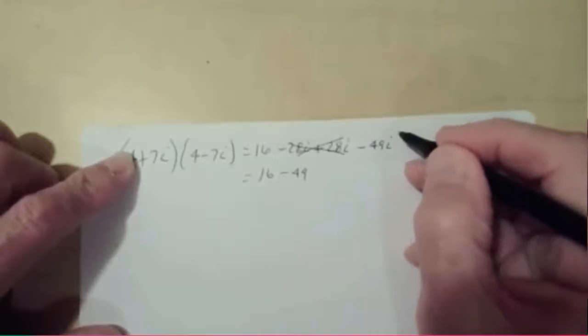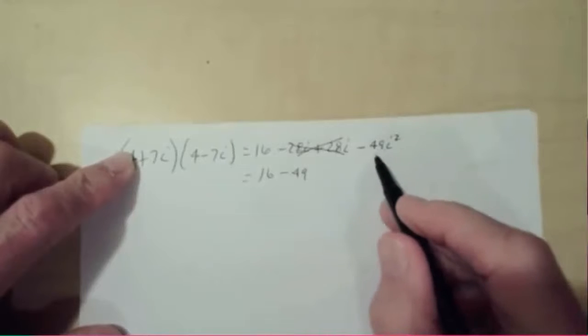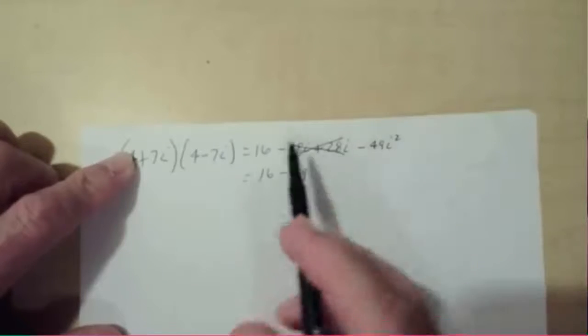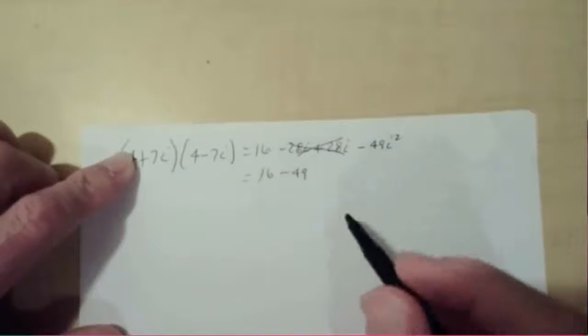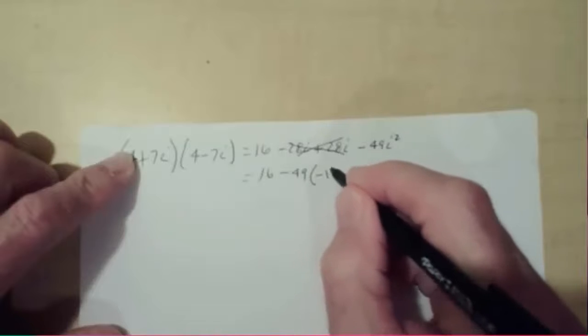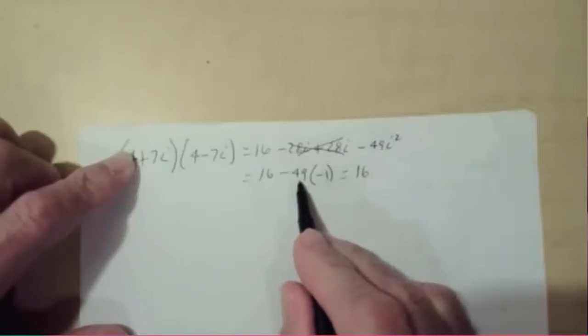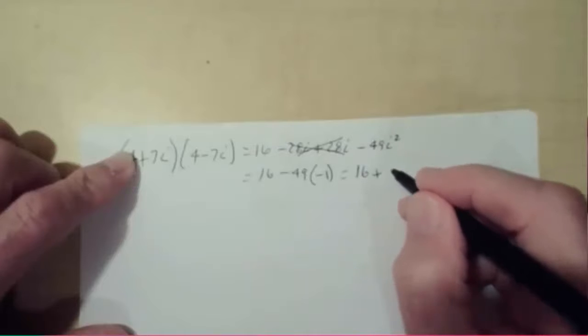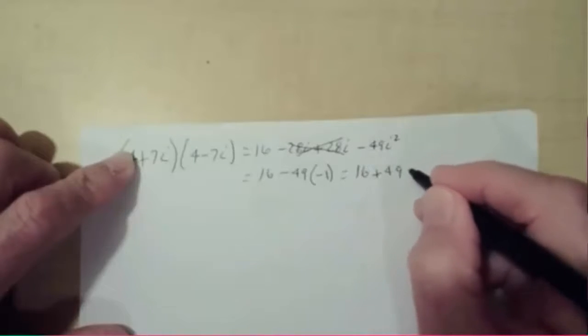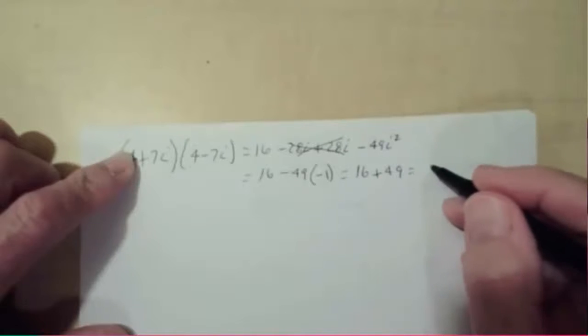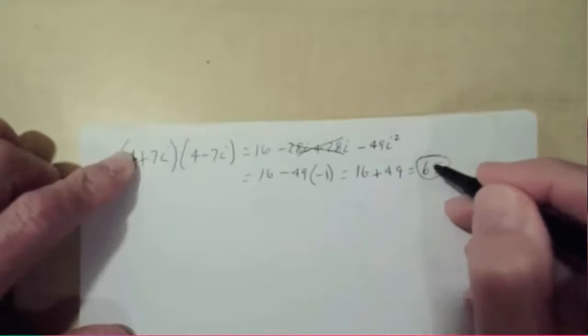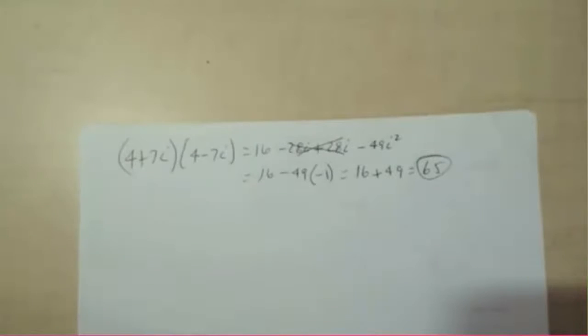Oh, look at what I did. This is supposed to be negative 49i squared. I'm sorry. Because i times i is i squared. So 49 times, now i squared is, we know, negative 1. So we have 16. Negative 49 times negative 1 is a positive 49. And 16 plus 49 is 65, I think. Something like that. Okay?